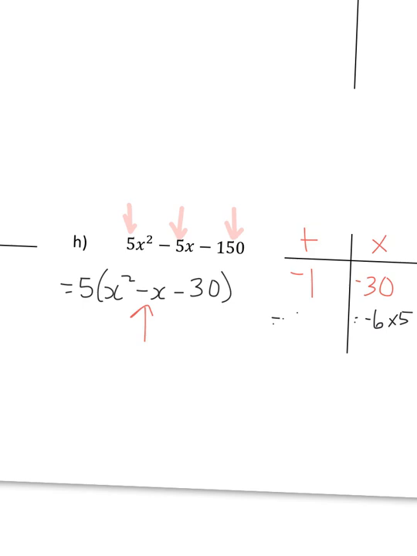So just to speed things up here, I know that it's going to be negative 6 times positive 5, because negative 6 plus 5 gives negative 1. So that one's going to work. So we'll leave the 5 out front. Make sure you don't drop it. It needs to be there. We'll put in our negative 6 here and our positive 5.